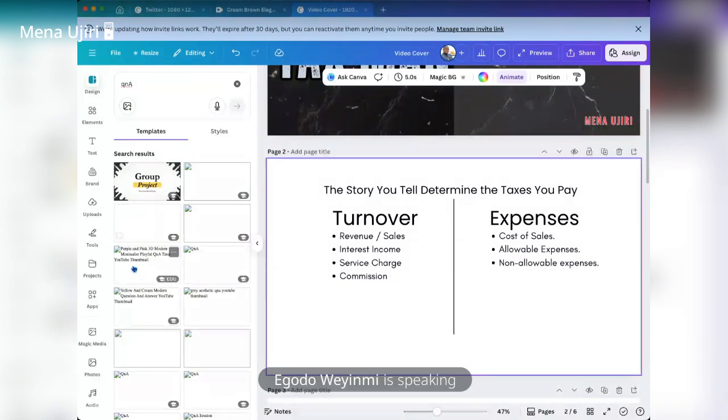Yes, this one. So I want to ask a question about these non-allowable expenses. In these non-allowable expenses, the tax man is going to tax this, right? Because it's not part of the company's expenses, right?